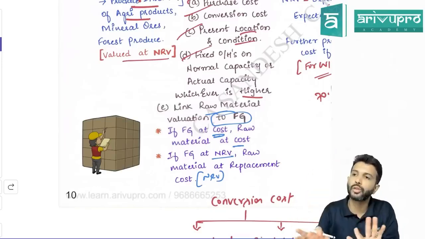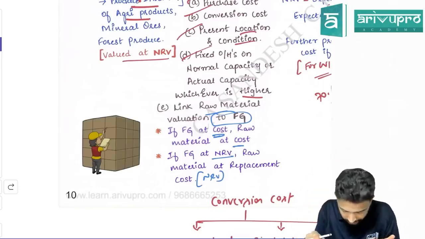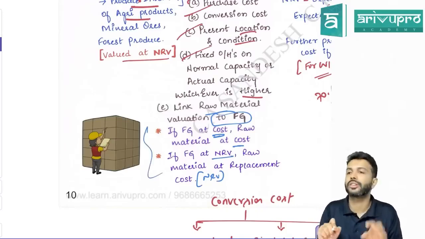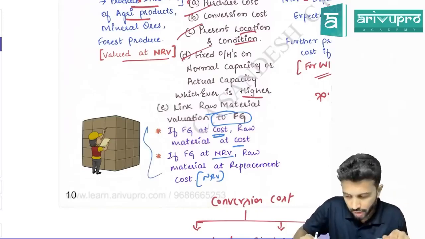I'll apply this in one of the questions, don't worry. Okay with this so far, everyone? So this is the thing. Since we don't have NRV for raw material, they brought in this particular new concept. That's all. Done.